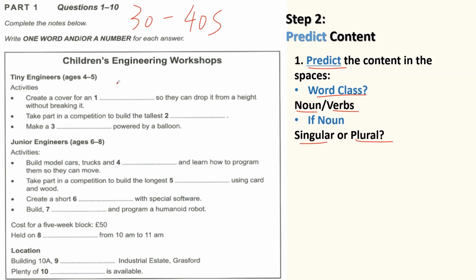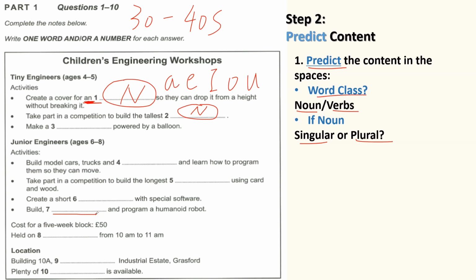Let's look at a few examples. For instance, the first space is likely a noun, marked as N, and since it's preceded by N, it should start with a vowel sound, A, E, I, O, U. Similarly, the second space should also be a noun because it's described by the adjective tallest, and we know that adjectives typically describe nouns.